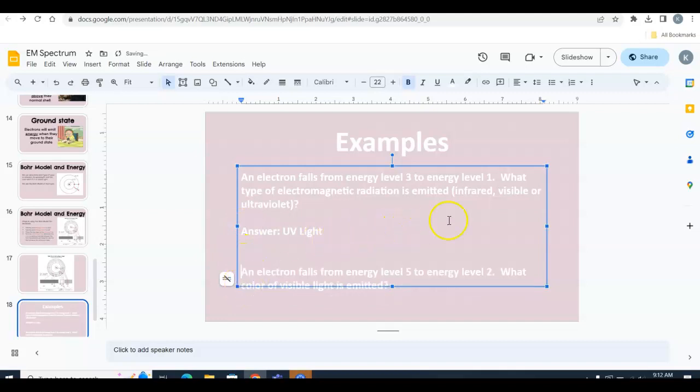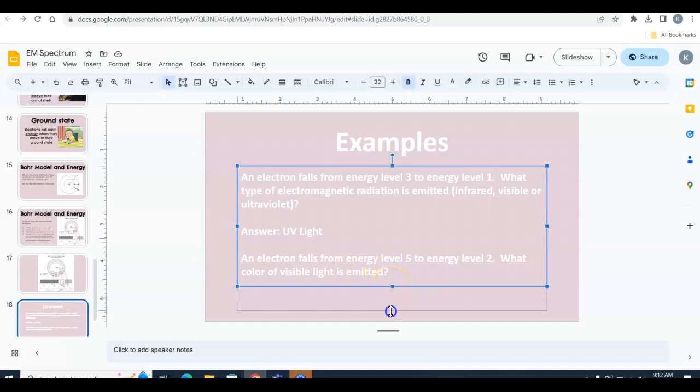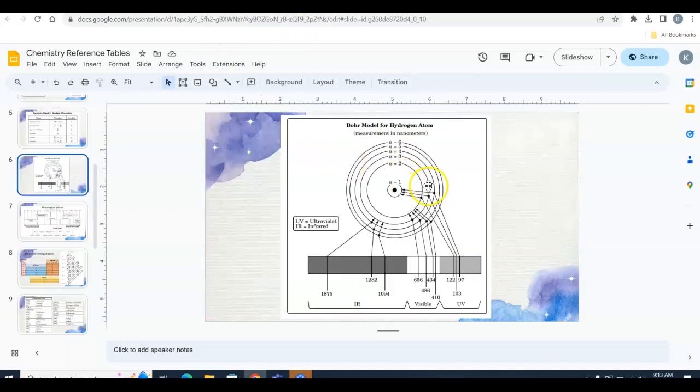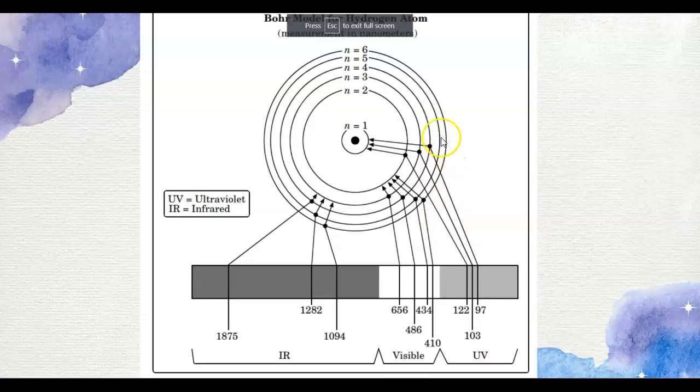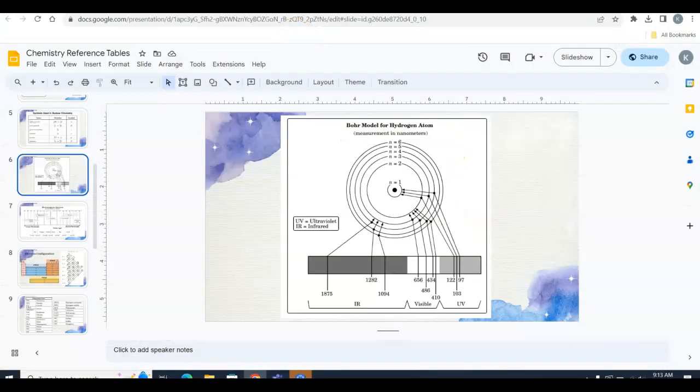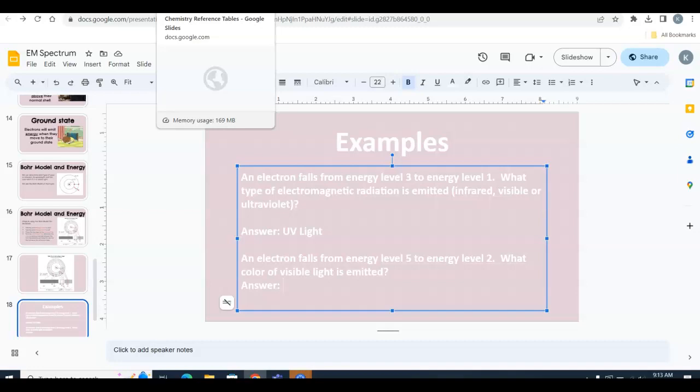Okay, now here's the one that can get tricky. It says an electron falls from energy level 5 to energy level 2. What color of visible light is emitted? So you're going to have to use slides 6 and 7, and this one is where we can get tripped up a little bit. So I'm going to try to do it quickly because I'm running out of time on my recorder here. But just like before, we are going to find our electron that's in 5, and then let me check again, going from 5 to 2.